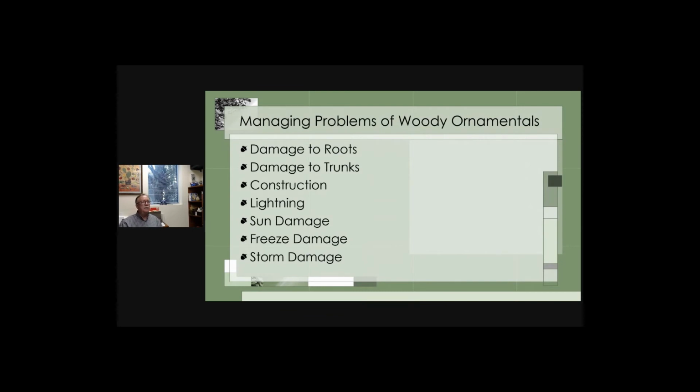Okay, managing problems of ornamental plants. We have a number of potential damages from a very large group of things to roots, trunks. We can have construction damage, lightning damage, sun, freeze damage, storm damage. So we're going to talk about those briefly.